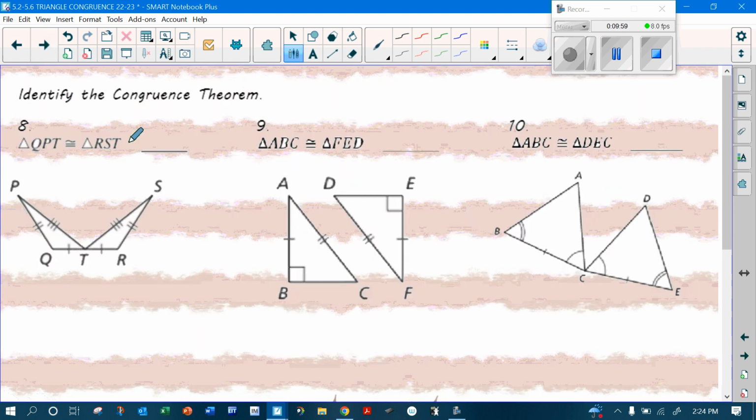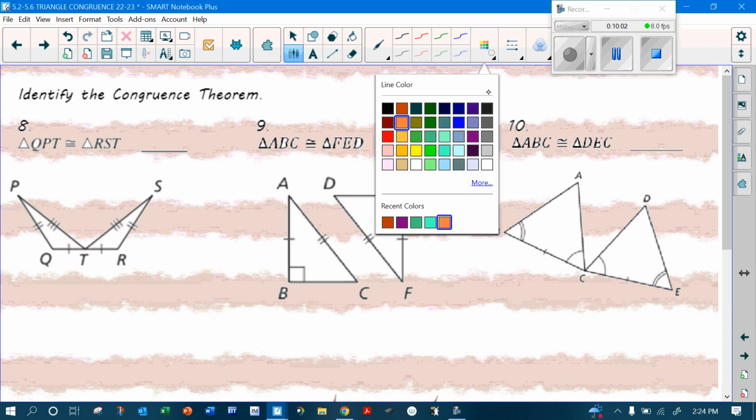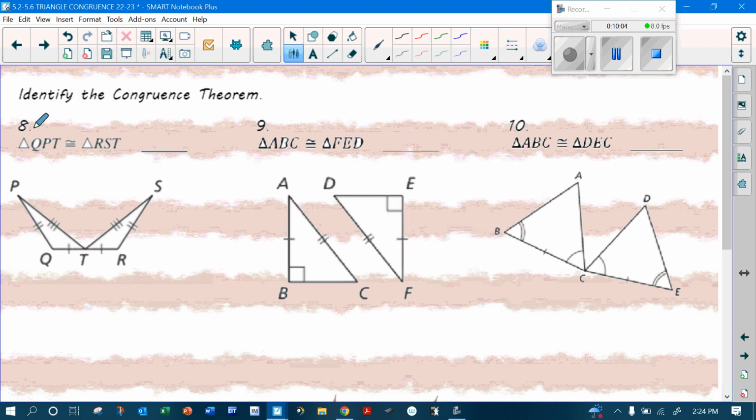All right, so let's identify these. So I've got triangle 1, 2, 3, 1, 2, 3. And we're going to use this with chapter 8 also. Q, P, T, R, S, T. So I know that this side goes with this side, goes with this side, and this side goes with this side. So this is side, side, side. So triangle QPT is congruent to triangle RST by side, side, side.